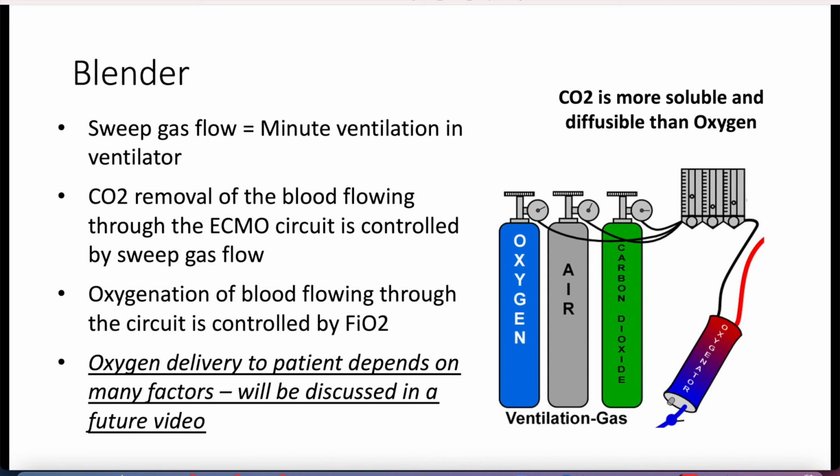CO2 removal of the blood flowing through the ECMO circuit is controlled by the sweep gas flow. The sweep gas flow is equivalent to minute ventilation when we are using a mechanical ventilator. Oxygenation of the blood flowing through the circuit is controlled by the FiO2. The oxygen delivery to the patient depends on many other factors and will be discussed separately in a future video.